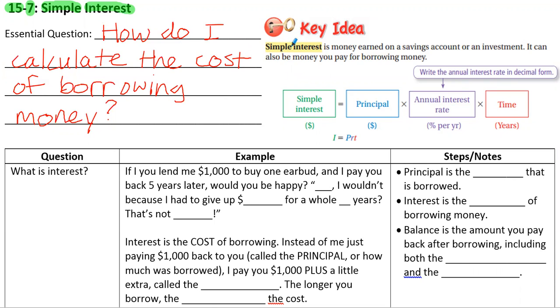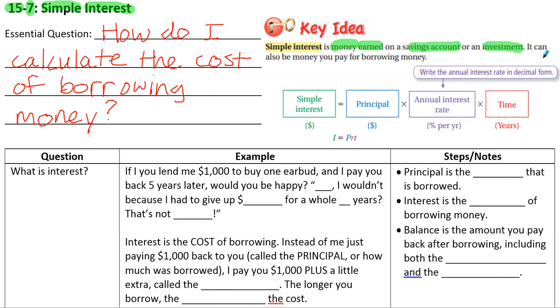Key idea. Simple interest is money earned on a savings account or an investment. Should probably stop right there. Savings accounts: if you take money that you don't want sitting out in the middle of your living room and you put it into a bank, you create a savings account. And the bank is going to pay you a little money for putting that money into their bank. The reason is because they're making money off of that money. They use it to give out loans for cars and houses and things like that, or more dangerously, into the stock market.